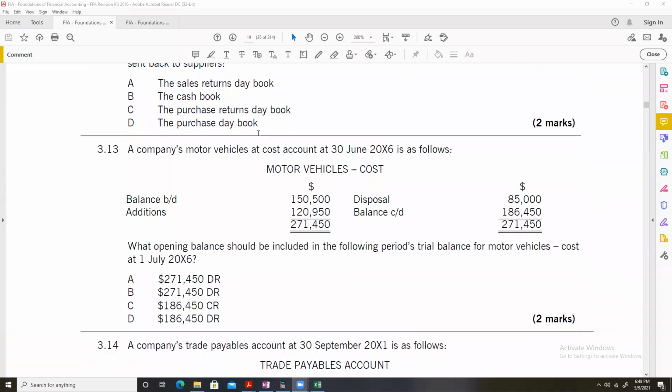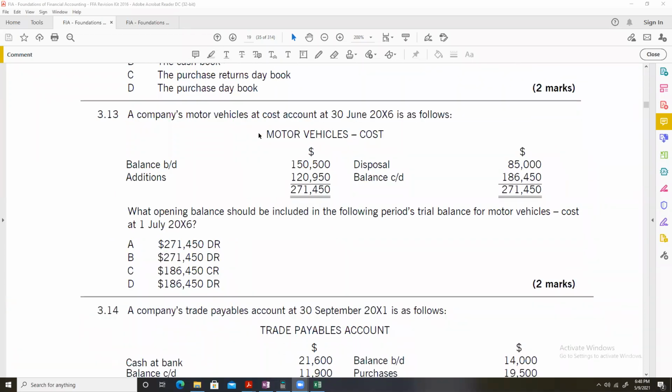Yes, moving forward. What opening balance should be included in the following period's trial balance for motor vehicles cost at 1st July 2006? The question requires you to identify what opening balance should be included in the following period's trial balance for motor vehicles cost at 1st July 2006.